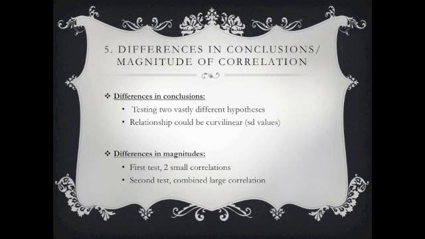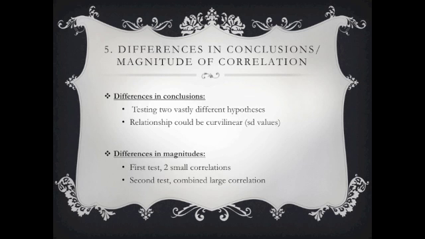The final thing we were asked to do with these problems was to think very carefully about the difference between the original test and the second test, and to discuss reasons for differences in the conclusions that were reached for each test. In particular, you should address reasons why the magnitude of the correlation in the second test differed from the magnitude of the correlations in the first test.